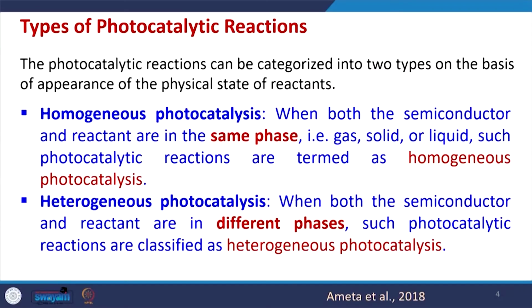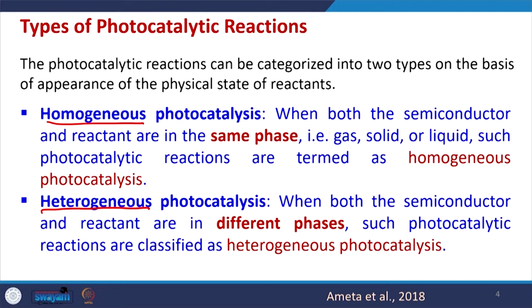Now, there are different types of photocatalytic reactions possible, and they may be categorized into two types on the basis of the physical state of the reactants themselves. So, we have homogeneous photocatalysis and we have heterogeneous photocatalysis.